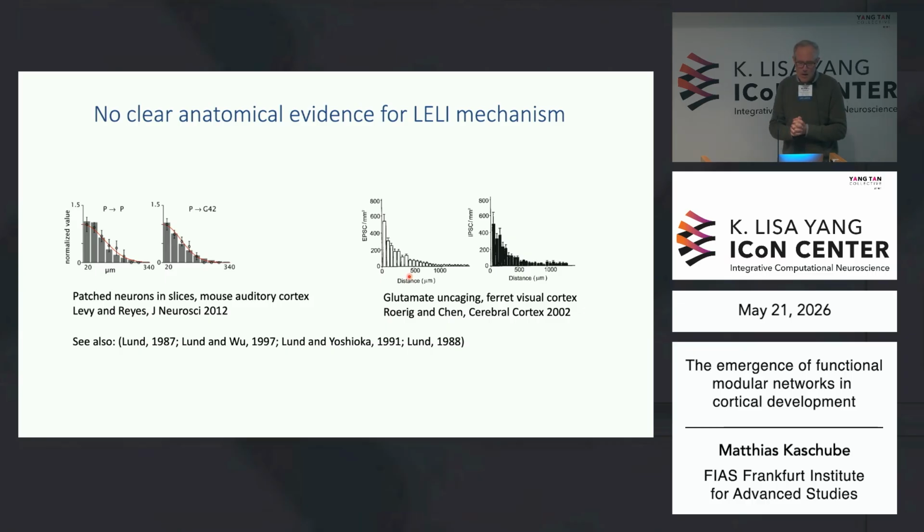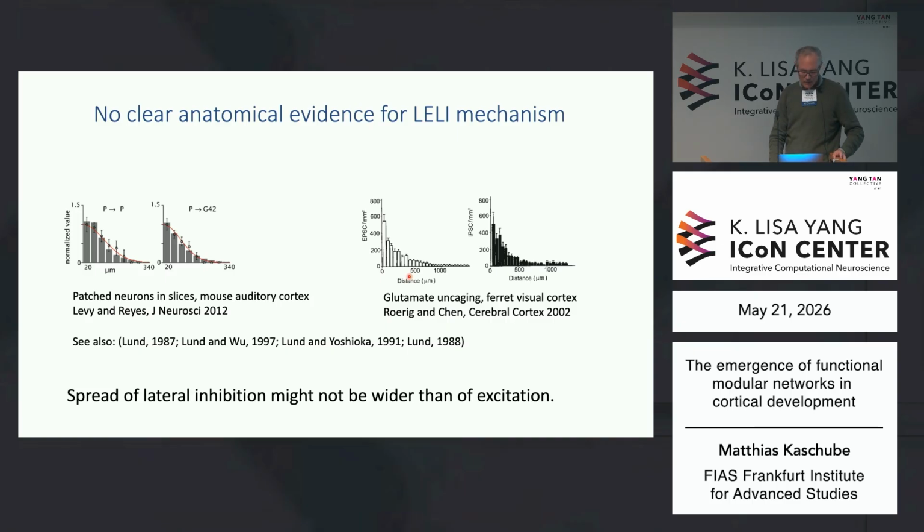So it's still open whether there is evidence in favor or against a lateral inhibition mechanism in ferret visual cortex. This is just saying it's unclear. The spread of local lateral inhibition might not be wider than excitation, but future experiments need to resolve this.